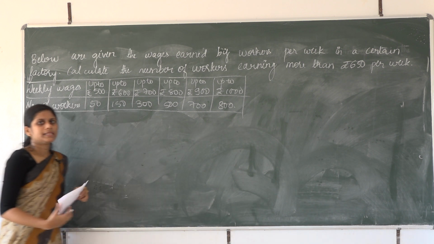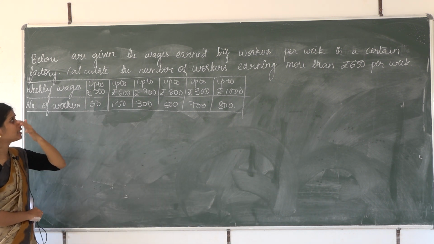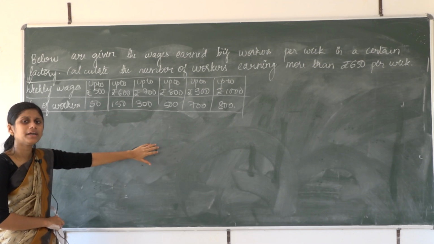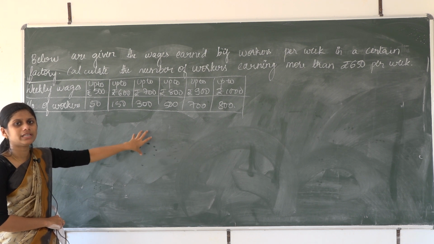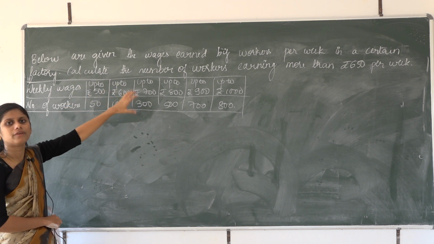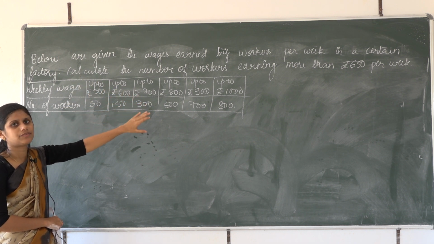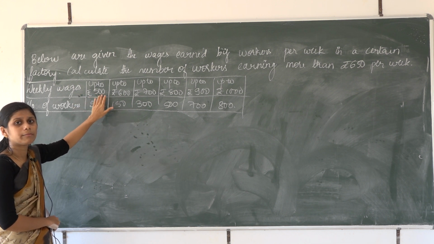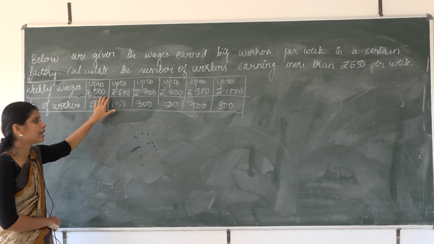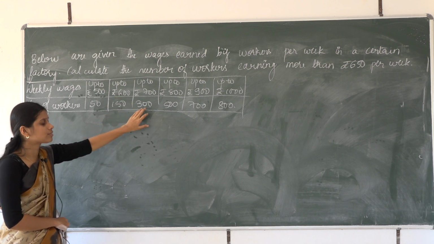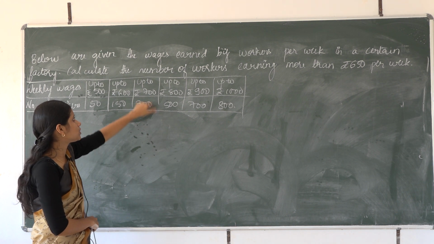So that means here they have given the information regarding the wages earned by the workers in a factory. In a factory, workers are working and what are the wages earned by those workers are given. And we are asked to calculate the number of workers earning more than rupees 650 per week. Here the information given is wages up to rupees 500. Those employees who are earning up to rupees 500 is 50 workers. Next, 150 workers are earning the wages up to rupees 600. Next, 300 workers are earning the wages up to rupees 700.